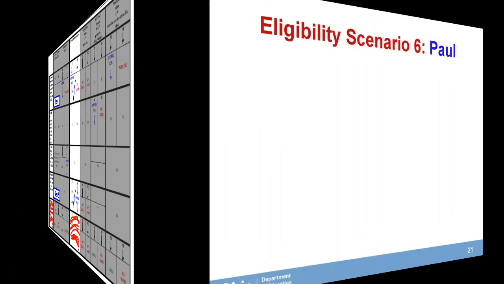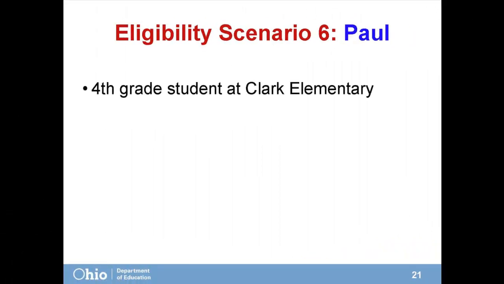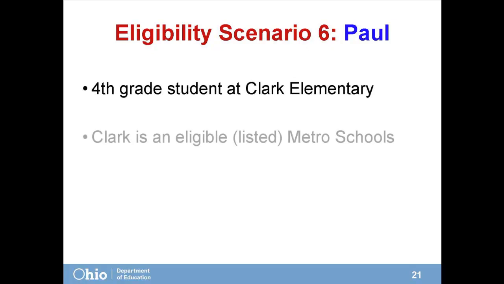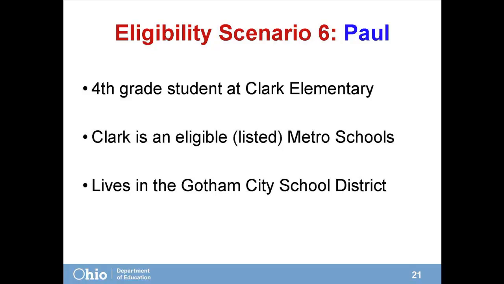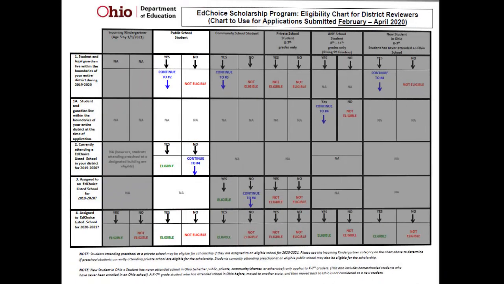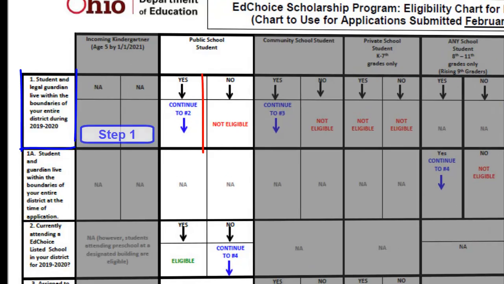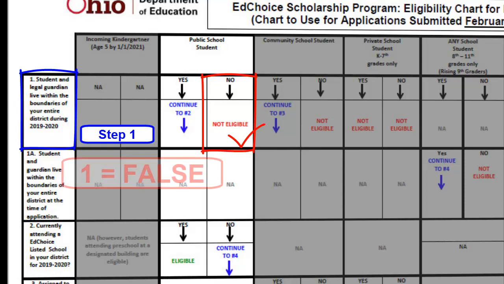Our next example is Paul, a 4th grade student currently attending Clark Elementary within the Metro Public School District. However, Paul and his family live in the Gotham City Public School District. Is he eligible because he attends an eligible building? No. Students applying for the scholarship must reside with their legal guardian in their resident district. This student, Paul, resides in the Gotham City Public School District, but has chosen to attend the eligible school. Because Paul is not a resident of the Metro Public School District, he is not eligible for the EdChoice scholarship.